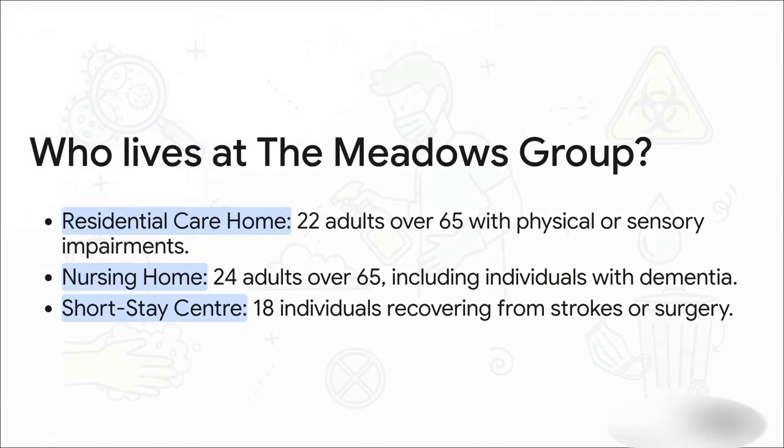And just look at who you'll be protecting. In the residential home, you've got 22 older adults who might have physical or sensory challenges. Then in the nursing home, the stakes get even higher. 24 residents, some living with dementia, needing round-the-clock medical attention. And finally, the short-stay center has 18 people who are there because they're at their most fragile, recovering from things like strokes or major surgery. Each group here is vulnerable in its own specific way.